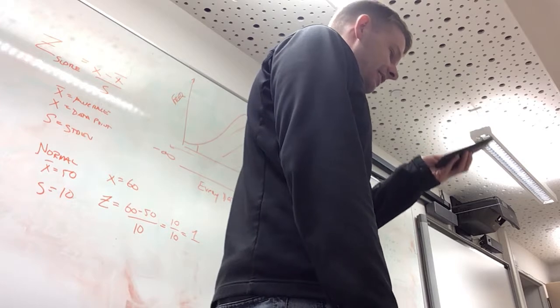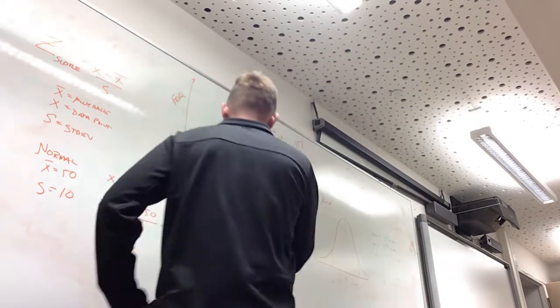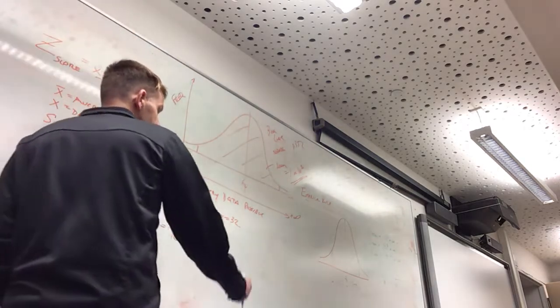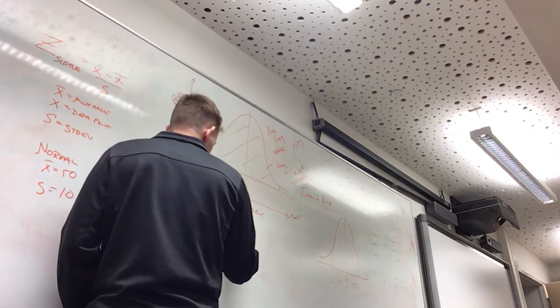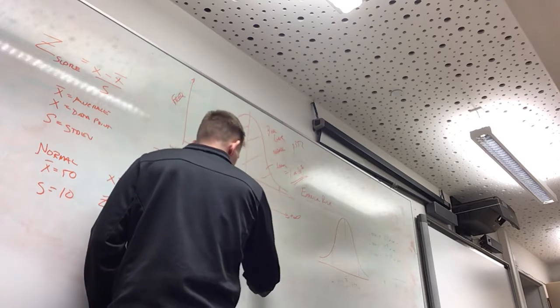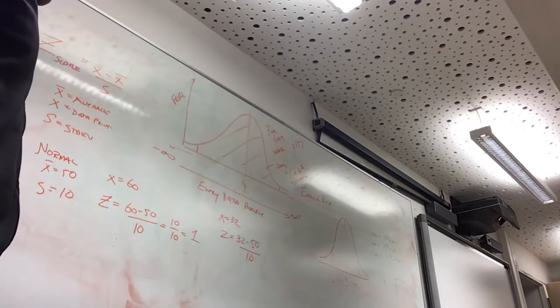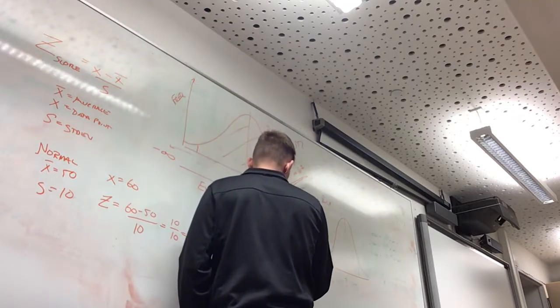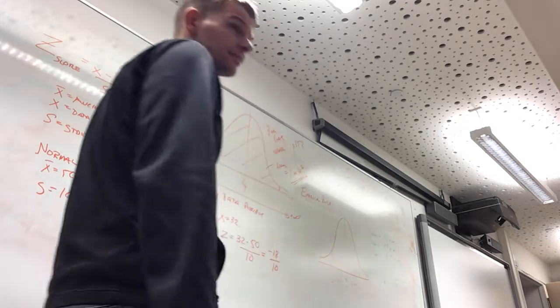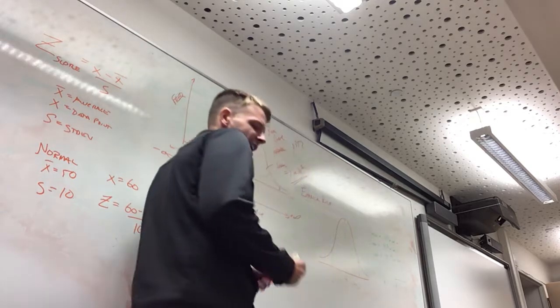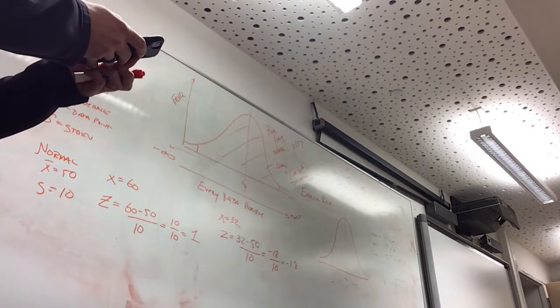All right, so we'll do one more here. It says, what if we use 32? If x is 32. So in this case, we have z equal to 32 minus 50 divided by 10. That'll be negative 18, I think, divided by 10? Negative 1.8. Yep. It's right there in the book.